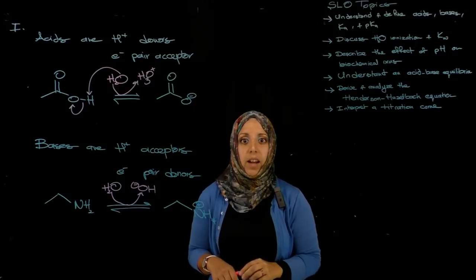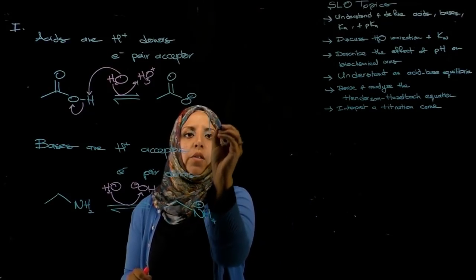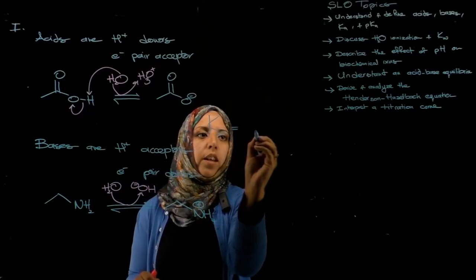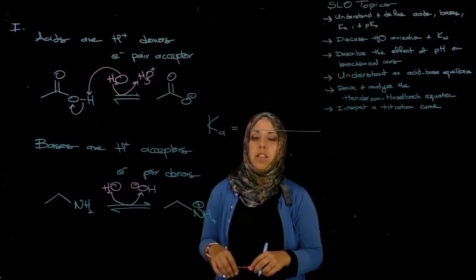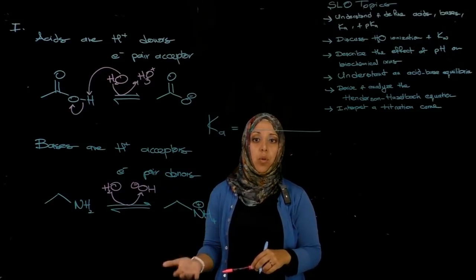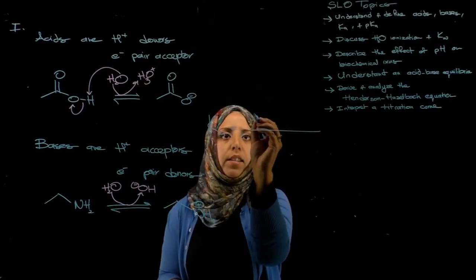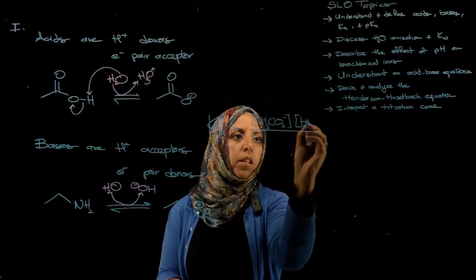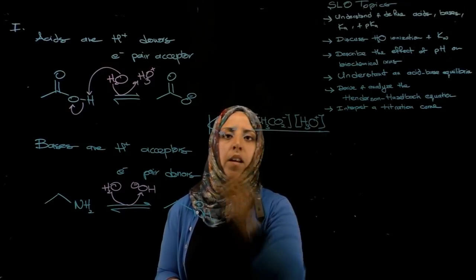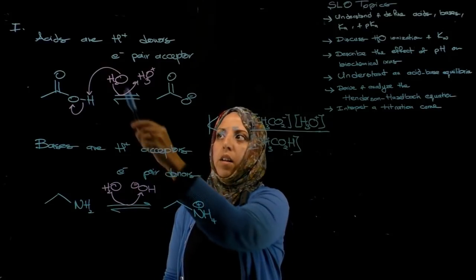So let's define an acid dissociation constant. What exactly is it equal to? If we think about the acid dissociation constant, and you recall that from general chemistry, it is equal to the concentration of the product over the concentration of the reactant. So in the product, we have the acetate. We also have hydronium ion. And in the reactant, we have the acetic acid. And we have water.